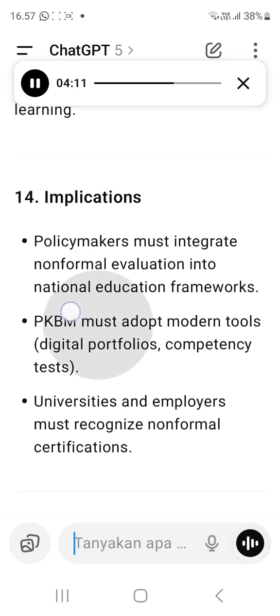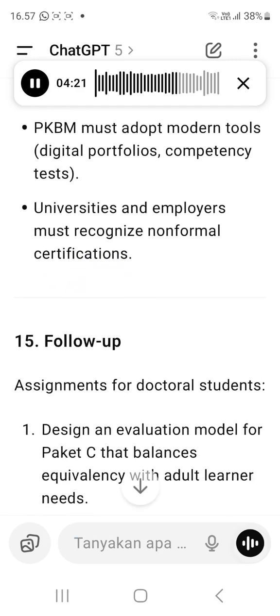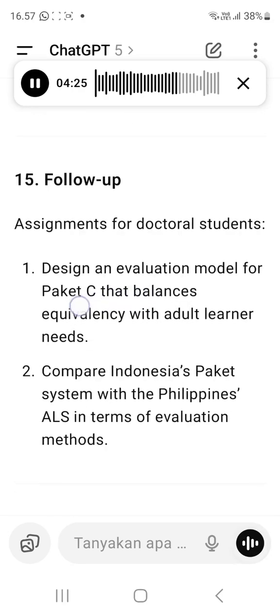14. Implications. Policymakers must integrate non-formal evaluation into national education frameworks. PKBM must adopt modern tools, digital portfolios, competency tests. Universities and employers must recognize non-formal certifications.